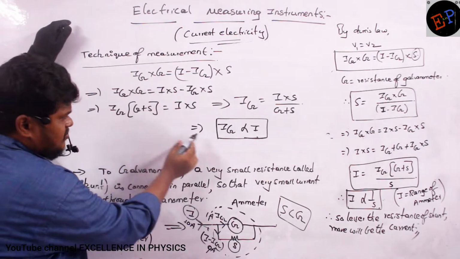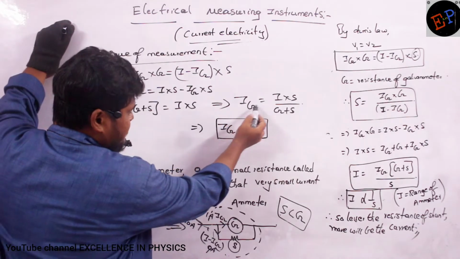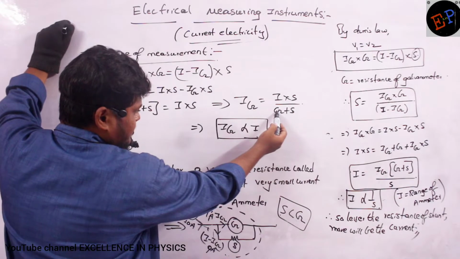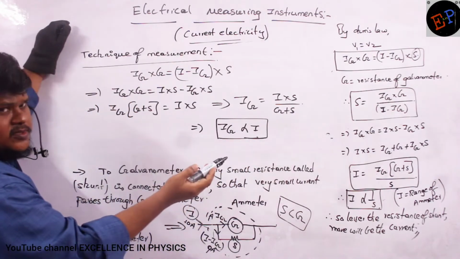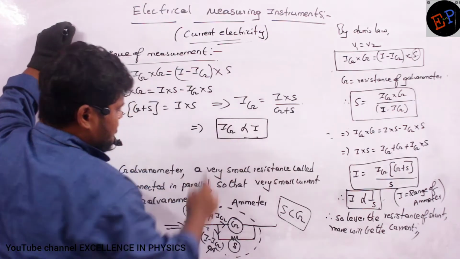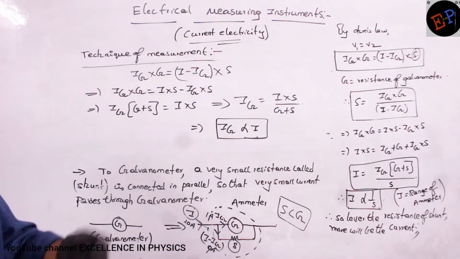From this relation, I am deriving a relation between Ig and I. What is S? Shunt. G? Resistance of galvanometer. They are constants, no? If they are made constant, then I see that Ig is directly proportional to I. What is meant by Ig and what is meant by I?